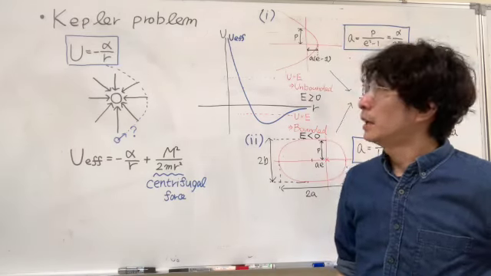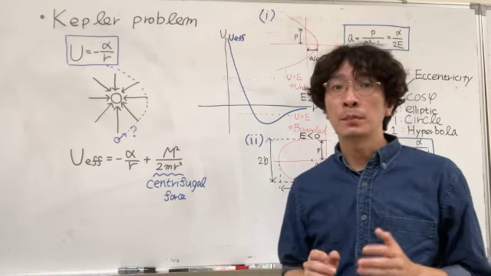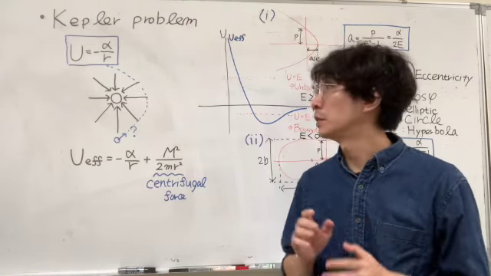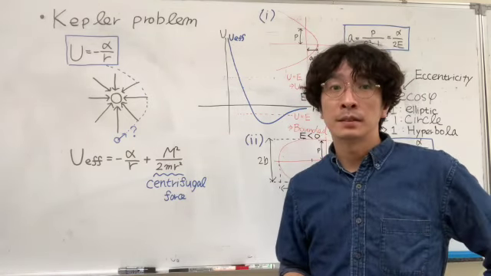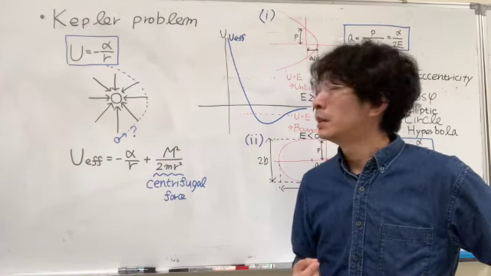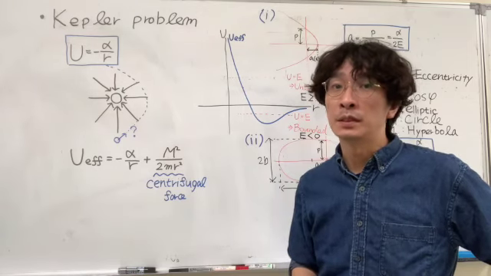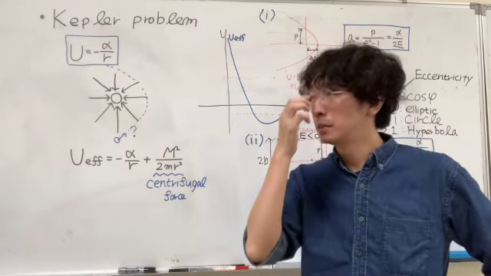Everyone, today we would like to explain the Kepler problem. The Kepler problem is a very basic question: estimating the trajectory of some particle. At that time we need to assume the kind of potential shape. In this case we assume the Coulomb type potential shape, U equals minus alpha divided by r.